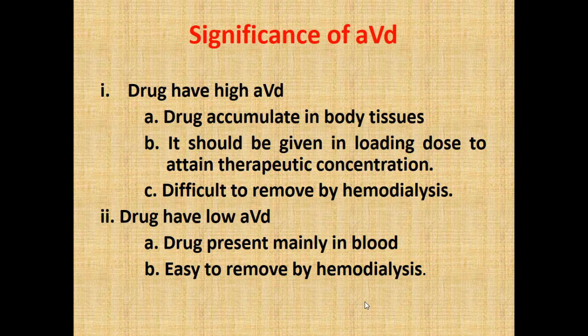What is the clinical significance of volume of distribution? Drugs with a high volume of distribution accumulate in the body tissue, so they should be given as a loading dose to attain the therapeutic concentration, and they are difficult to remove by hemodialysis. Drugs with a low volume of distribution are present mainly in the blood and are easy to remove by hemodialysis. If a person is poisoned with a drug of high volume of distribution, even hemodialysis will not work.